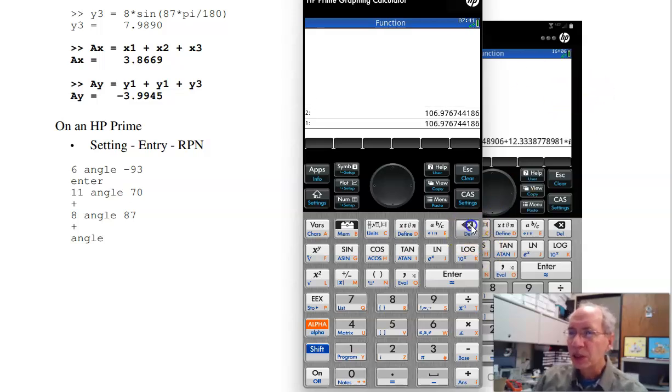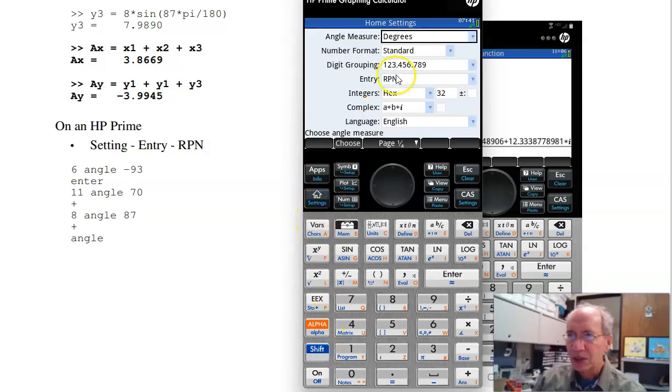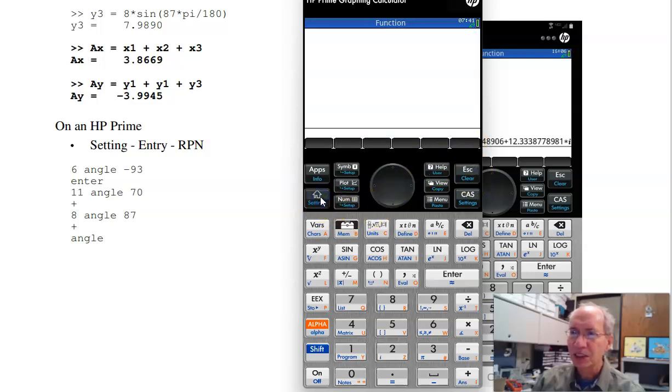To use it, what I need to do is go to RPN mode. So if I go to Settings, Entry, make sure that's RPN. RPN is reverse Polish notation. It's a little bit weird, but once you get used to it, it's really, really fast. Back to Settings to get back. So here's my calculator. To add numbers, there is no equals.